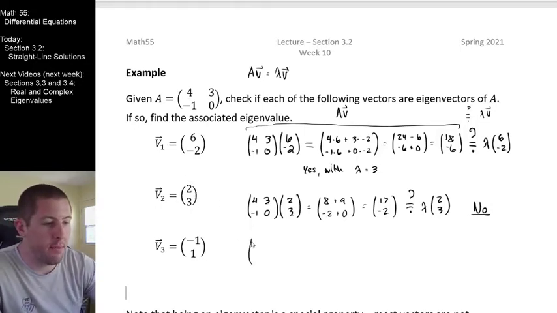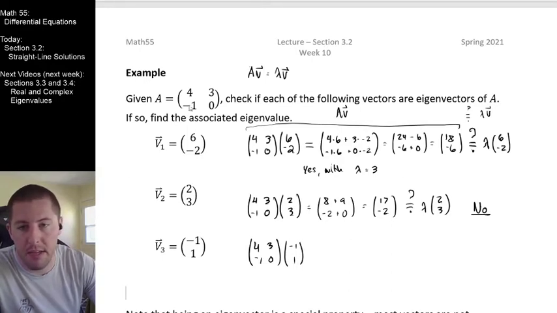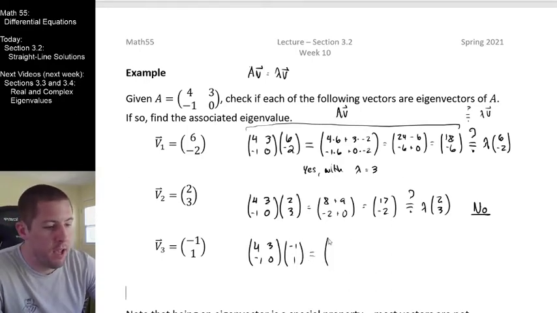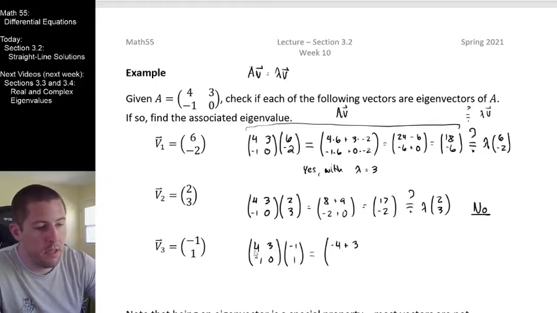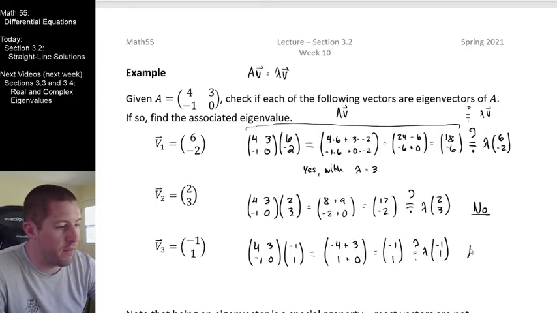Let's go ahead and do our last example here. 4, 3, negative 1, 0. We're wondering if negative 1, 1 could possibly be an eigenvector associated with this matrix right here, a coefficient matrix. So again, trying to do this a little bit quicker in my head. 4 times negative 1 is negative 4. 3 times 1 is positive 3. Negative 1 times negative 1 is positive 1. 0 times 1 is 0. This is going to give me negative 1, 1. And the question is, is this equal to a constant multiple of negative 1, 1? Well, obviously yes, with lambda being equal to 1.